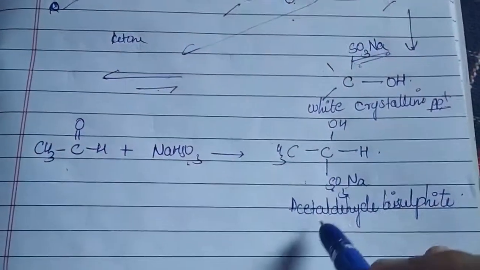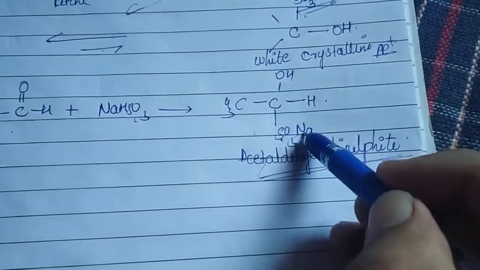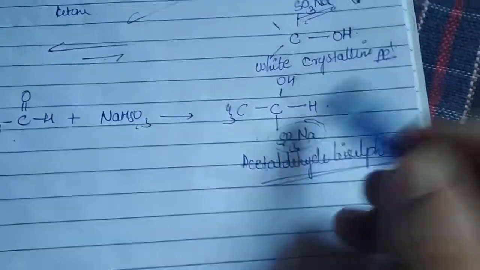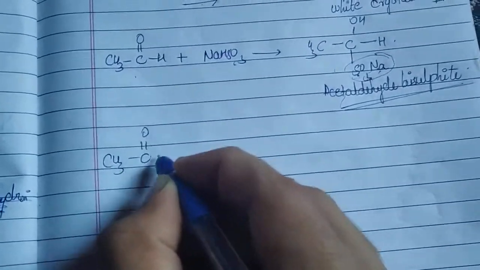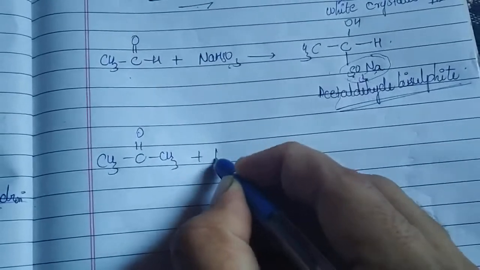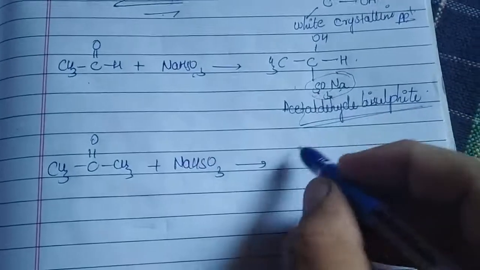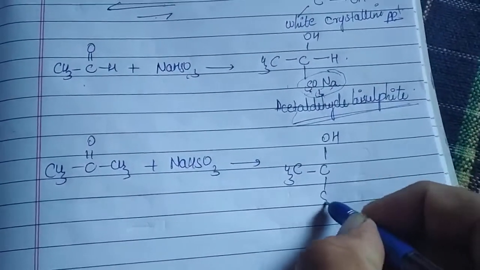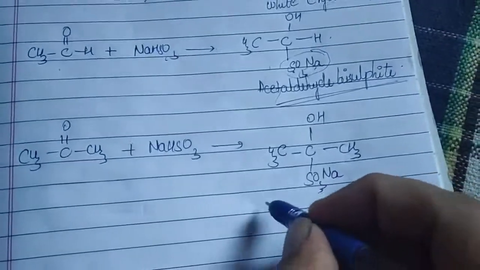So whenever your acetaldehyde is treated with sodium bisulfite, you get acetaldehyde bisulfite. Don't get confused, don't write it as SO3H. The final product has SO3Na as a nucleophile. Is that clear? Let me take now acetone, CH3, C double bond O and a CH3. When it is treated with sodium bisulfite, can you write the product along with me? Take a book and a pen. Write it now: CH3, C, OH, SO3Na and a CH3.